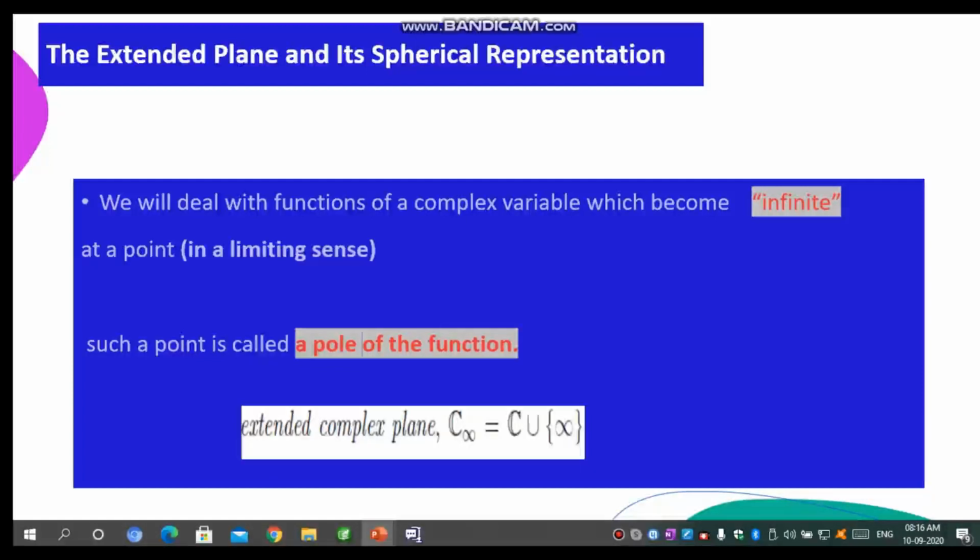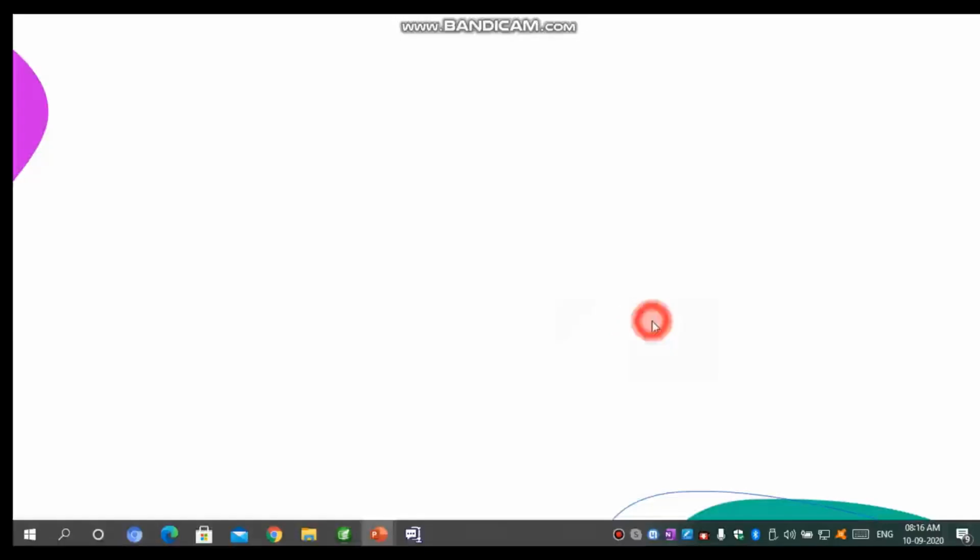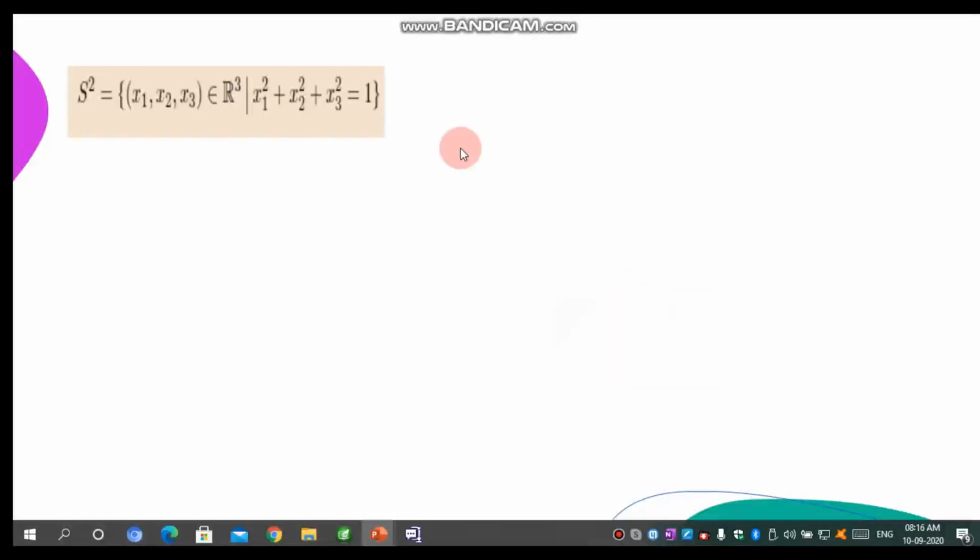That's the spherical representation. So how can we represent C infinity as a unit sphere in R3? There is a one-one correspondence between C infinity and a unit sphere, so we will do that. The unit sphere in R3 is x1 square plus x2 square plus x3 square equal to 1, the set of all points (x1, x2, x3) in R3 such that this is equal to 1. You might be knowing that. This sphere is known as the Riemann sphere.